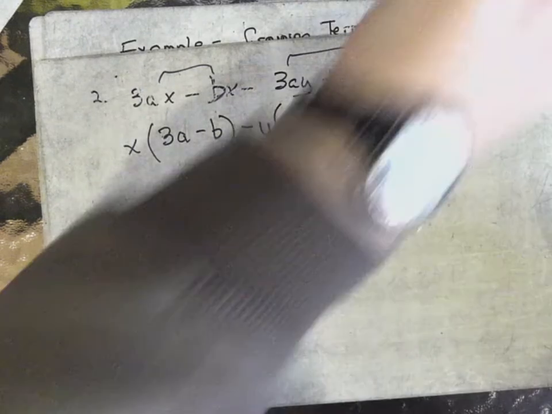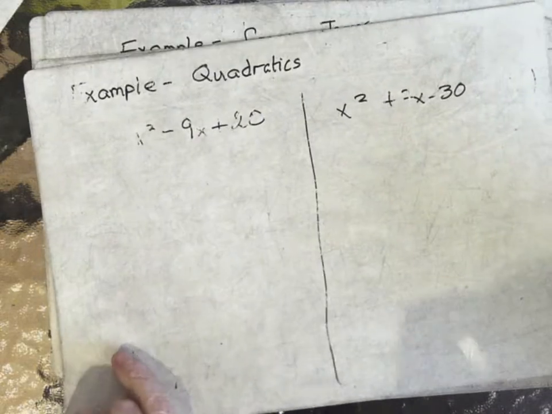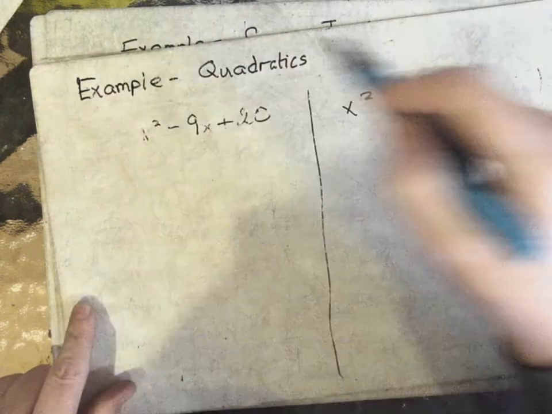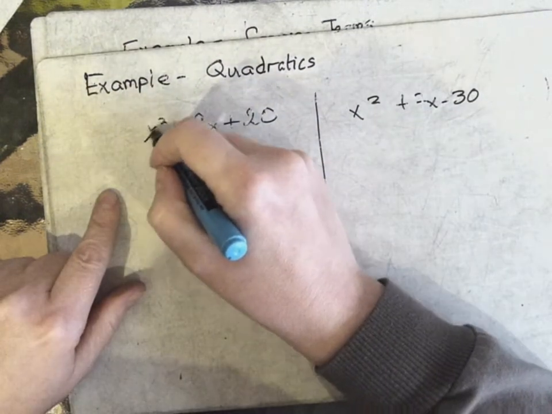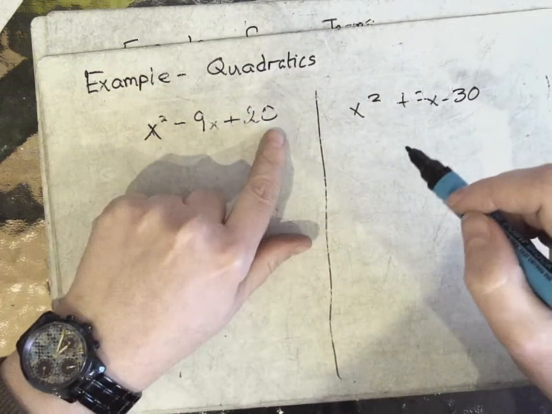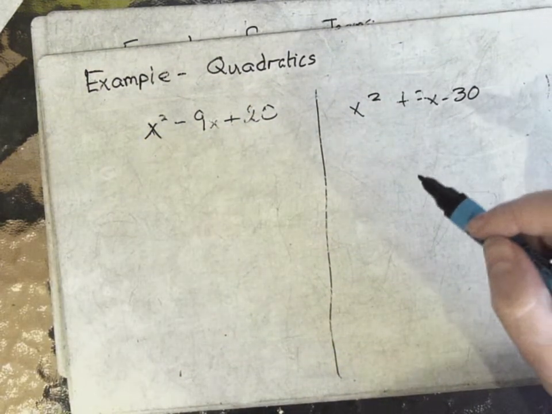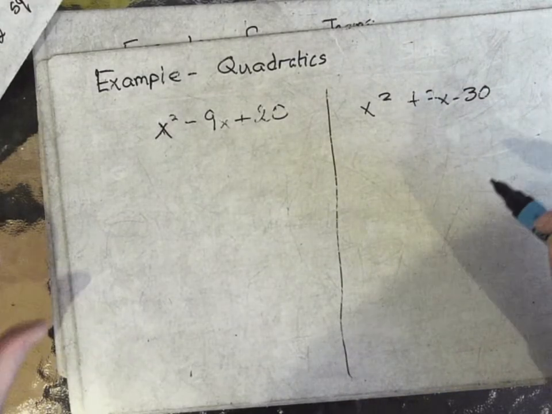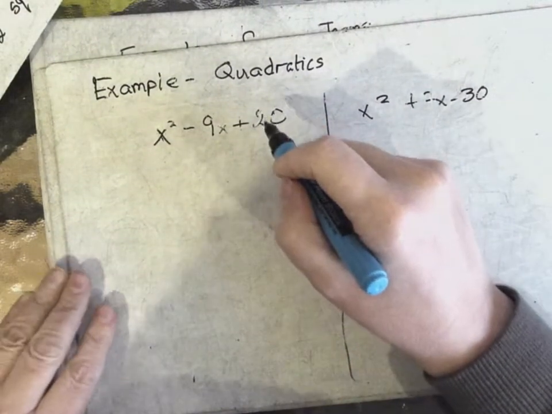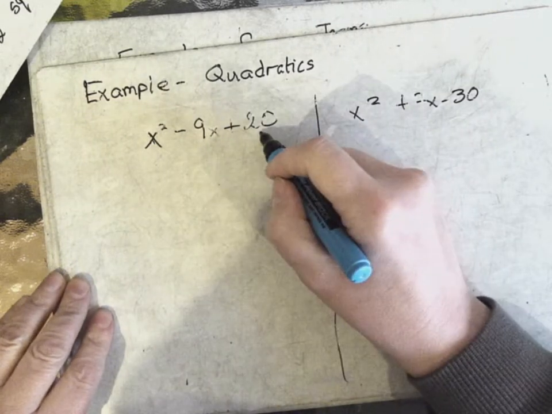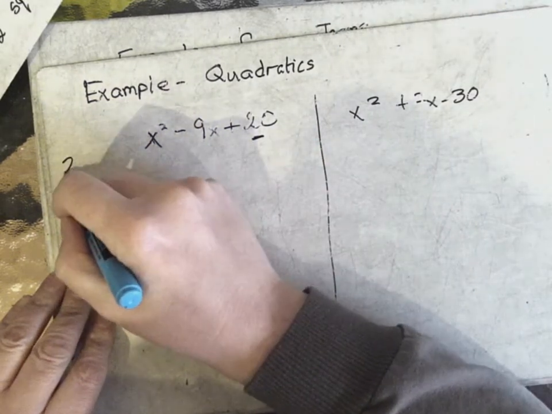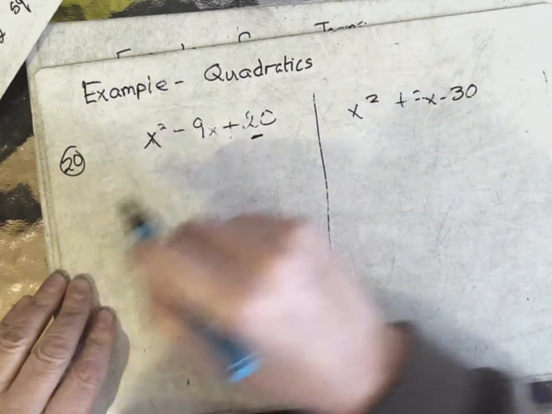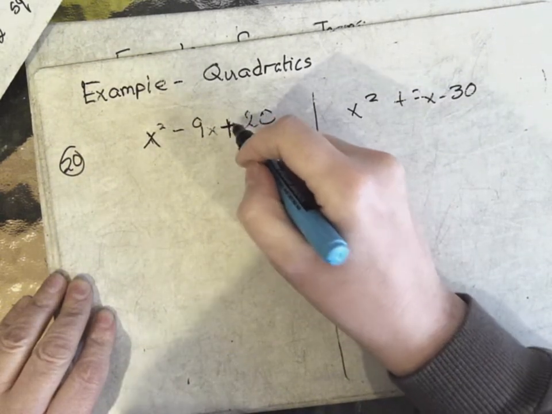Okay, right. Next examples, these are examples of quadratics, which is type 3. If I have something like x squared minus 9x plus 20, take out what's common. Again, I'm trying the first one, take out what's common. There's nothing common, so that means it's a quadratic. So what you do is you're looking for the factors of 20 that add to give me 9.